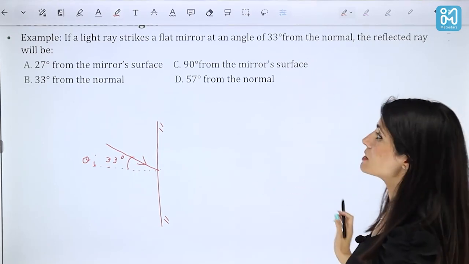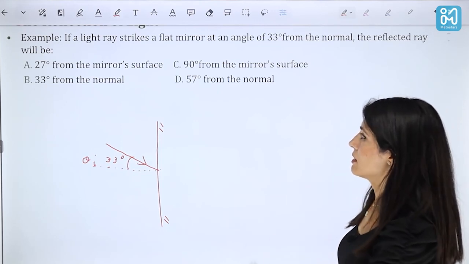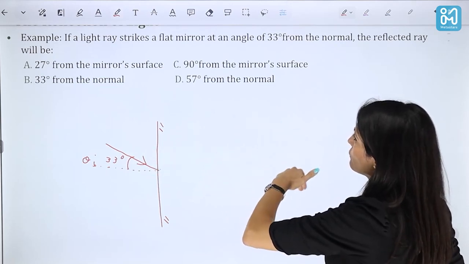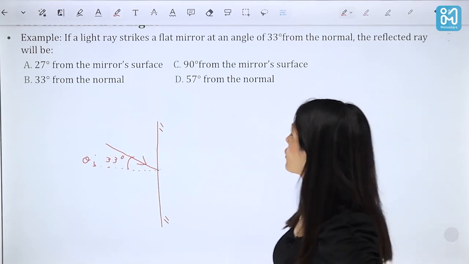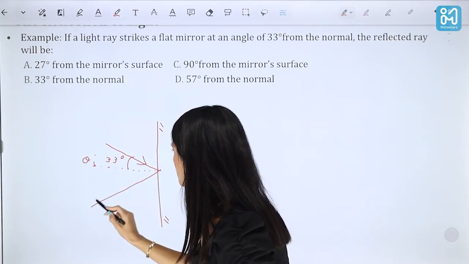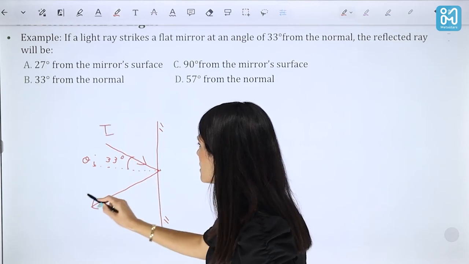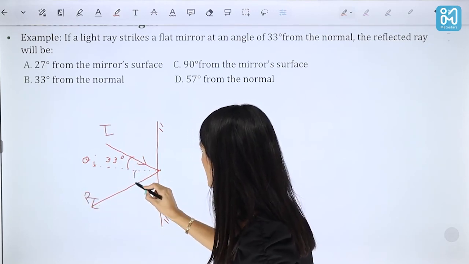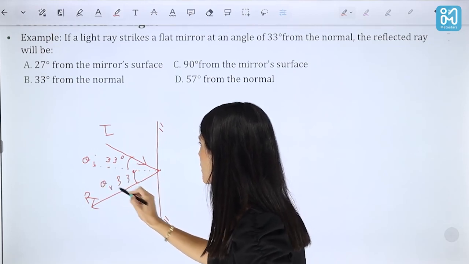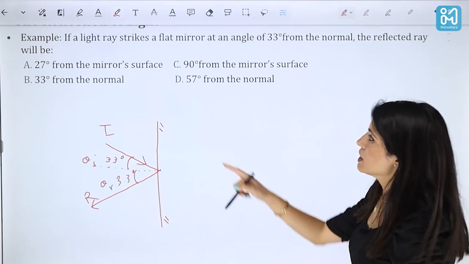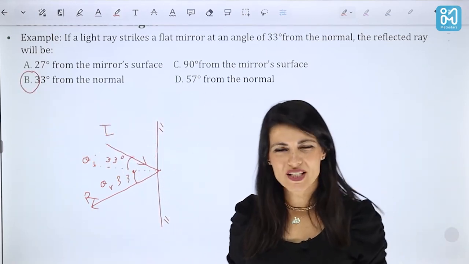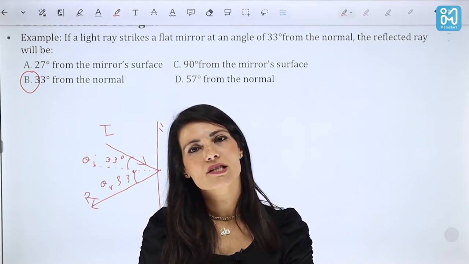Now, the reflected ray will be reflected this way. This is the incident ray. This is the reflected ray. And this angle should be equal to that one, which is 33 degrees from the normal. So it's 33 degrees from the normal. I need to ask you a question. What's the angle that the reflected ray makes with the surface?